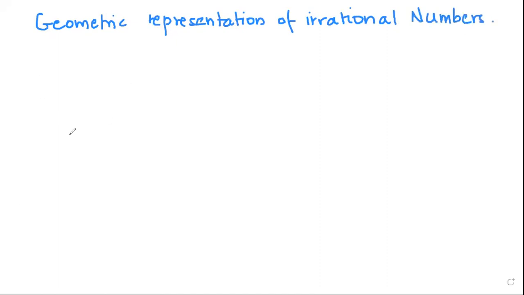Okay, so you can write the heading as geometric representation of irrational numbers. Whenever they ask you geometric representation, this is what you do. When they ask you to plot on the number line, what we did previously is what you will do. Okay, this is the heading.